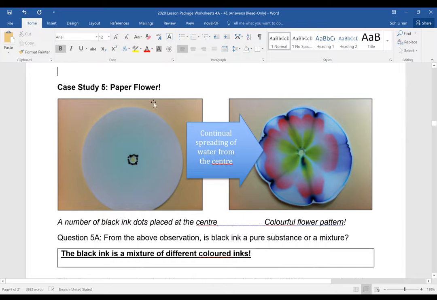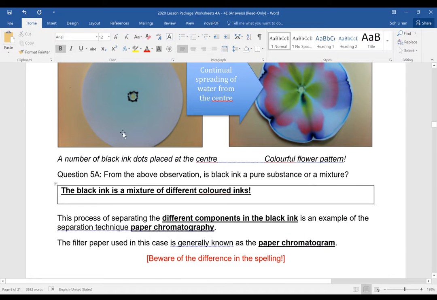Now we come to the last technique, which is known as chromatography. You can see here I have a few dyes, and after some time, it will spread into different colors. Initially you can see the dye here is all black. Once I add a drop of water, it will spread out into different colors. So the ink is a mixture of different color dyes. The process of separating the different components of black ink is known as paper chromatography.